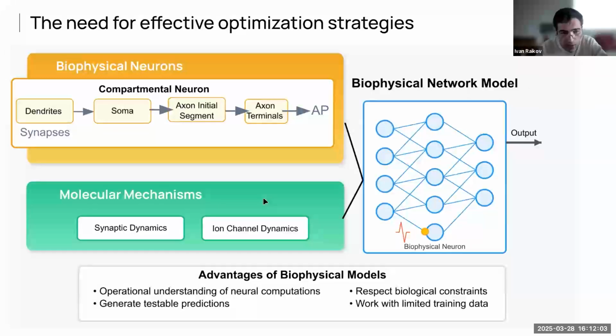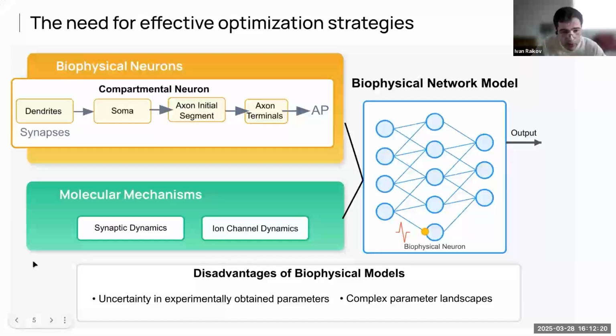There are a few advantages in this: we can have a good operational understanding of neural computation. We can generate testable predictions that are useful for experiments. These models somewhat reflect biological constraints and do not require a lot of training data because they're based on physical principles. But there are a number of disadvantages as well.